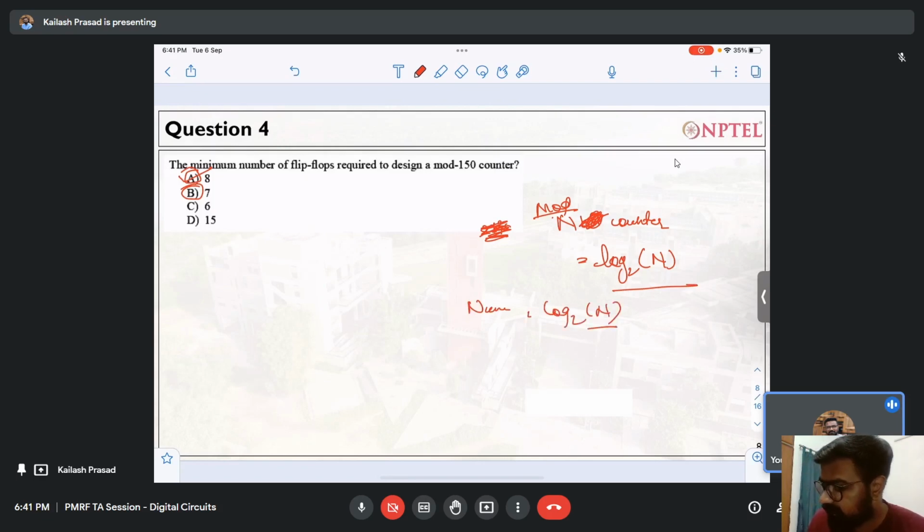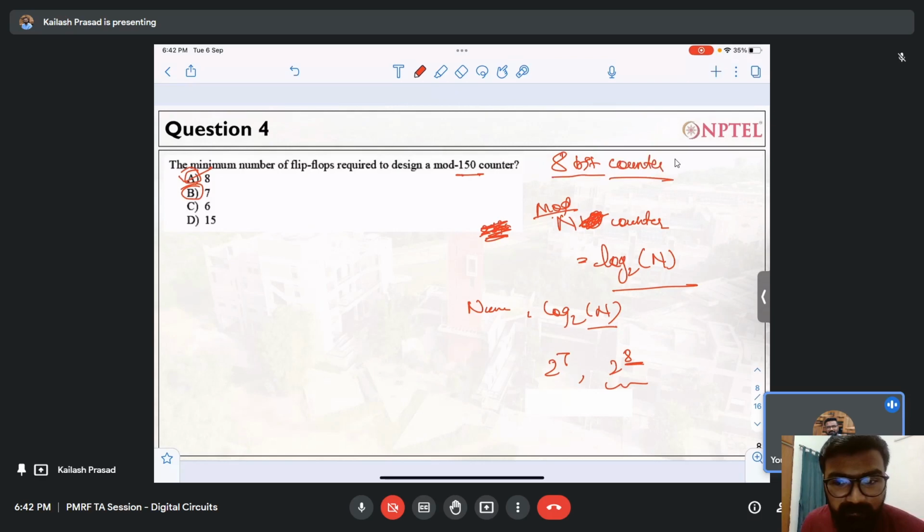So if you see 150, this is greater than 2 to the power 7, and less than 2 to the power 8, so you have to take the upper value, so you require 8 bits, right? You have to round it off. So the minimum number of flip-flops required for a mod 150 counter is 8. What will be the answer for an 8-bit counter? Please note that I am asking about an 8-bit counter, not a mod 8 counter. 8, right? Whatever is the number of bits, the same number of flip-flops will be required.